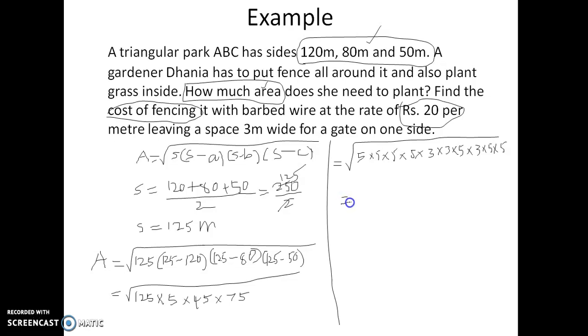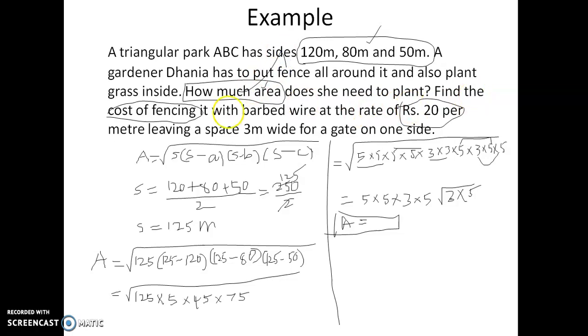So equal to, out of these two 5s take one 5, and out of these two take one more 5, and out of these two 3s take one 3, and out of these two 5s take one 5. What about the remaining numbers? This 3 and this 5 don't have a pair, so write them within the square root, 3 into 5. If you multiply everything, you will get the area.